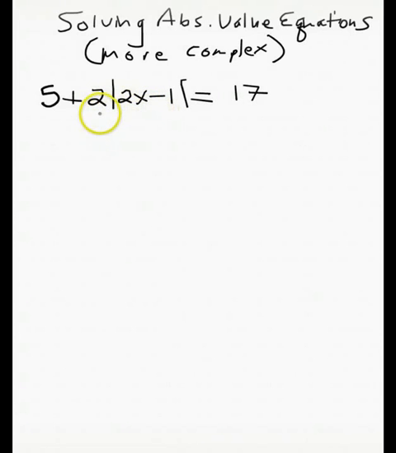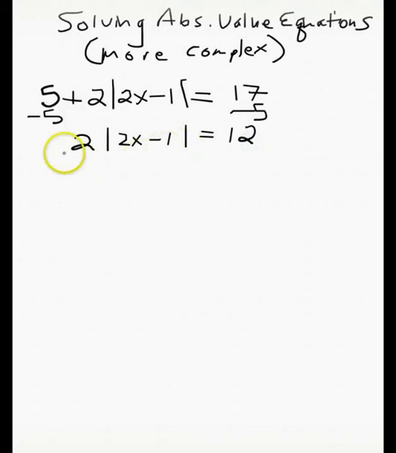So we're going to try to get rid of that 2, but the first thing we want to do is get rid of this 5. We're going to get rid of that 5 by subtraction. Whatever we do to one side, we do to the other. Now we have 2 times the absolute value of 2x minus 1 is equal to 12.